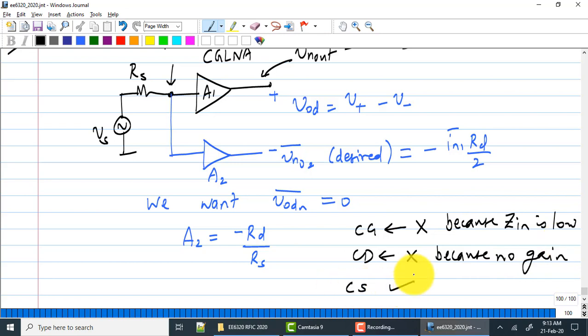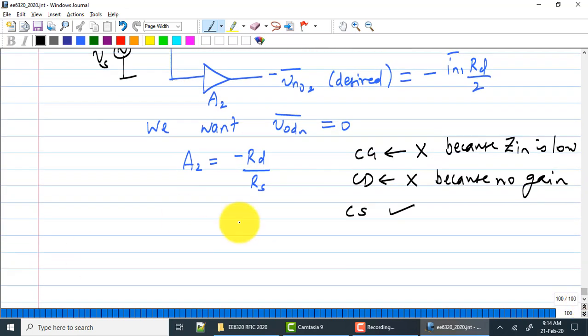So our problem now boils down to building a common source amplifier that has, of course, high input impedance, and that's okay. High input impedance means it should not be a degenerated amplifier. You should just be looking into the gate capacitance. You need to make sure that that gate capacitance is as low as possible.